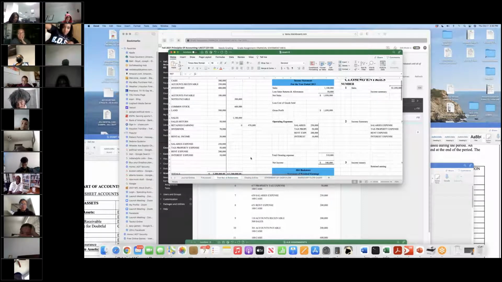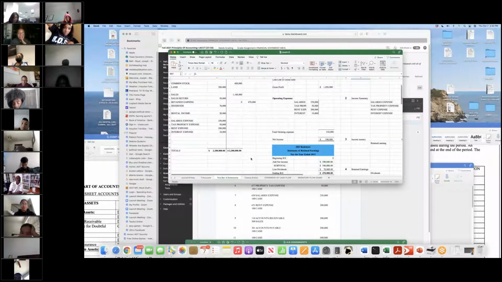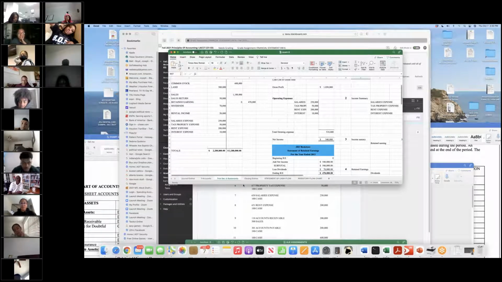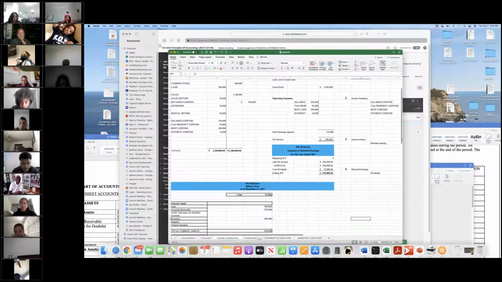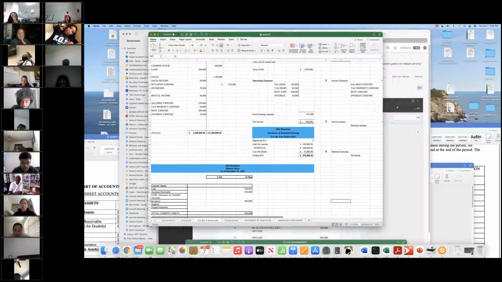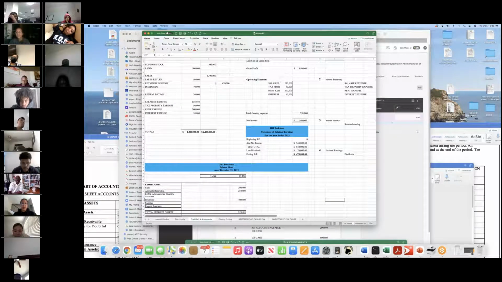Did you get the trial balance to balance? I did. I got all of it to balance. Yeah, the same. It balanced out. The only thing that didn't balance was the retained earnings part at the end. All right, let's look at this.